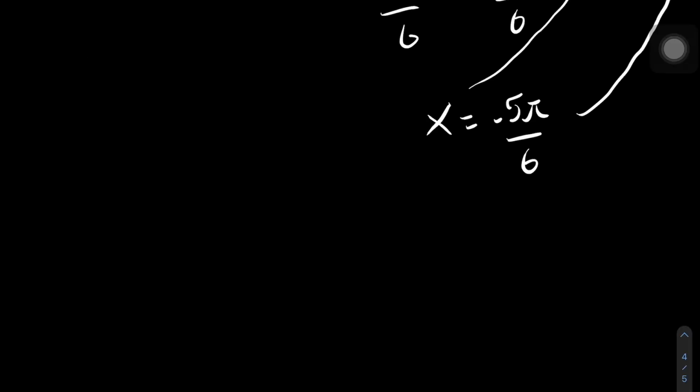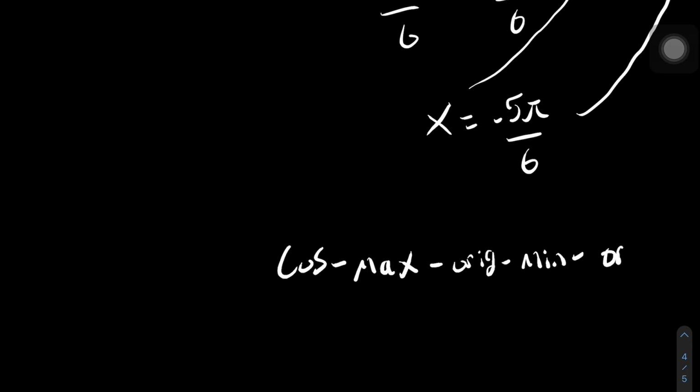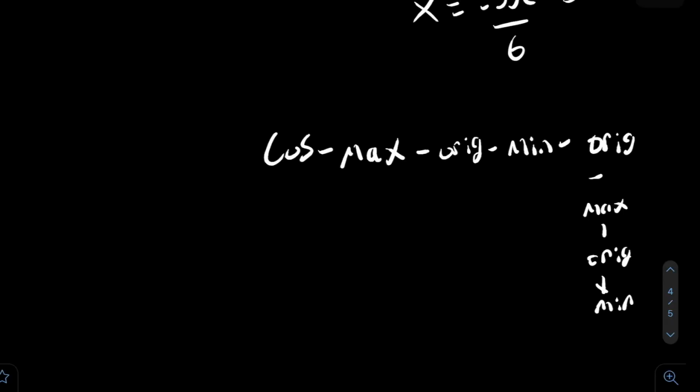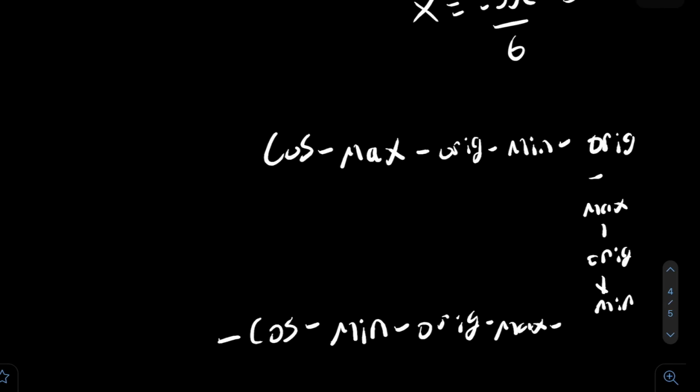But before we go and graph, let's just write this out. Cosine goes through the max. It starts at the max, goes to the origin, goes to the min, goes back to the origin, goes to the max, and then back to the origin, and then to the min, and so on and so forth. If it was negative cosine, it would start out at the min, go to the origin, go to the max, back to the origin, and so on and so forth.